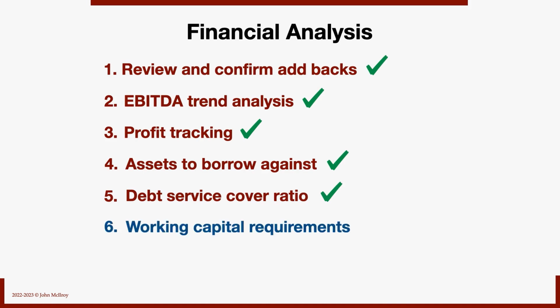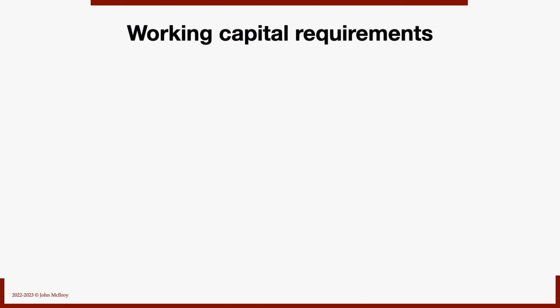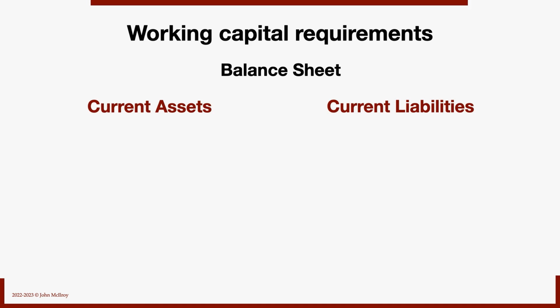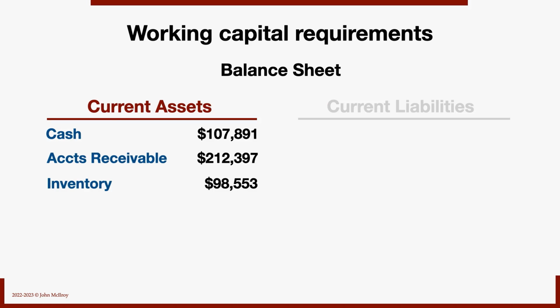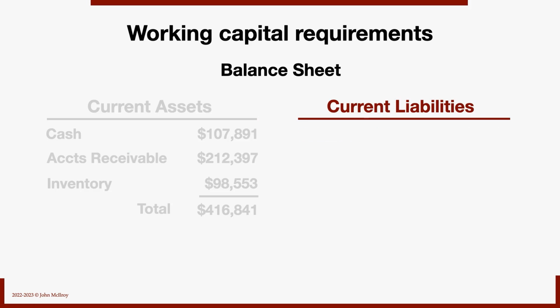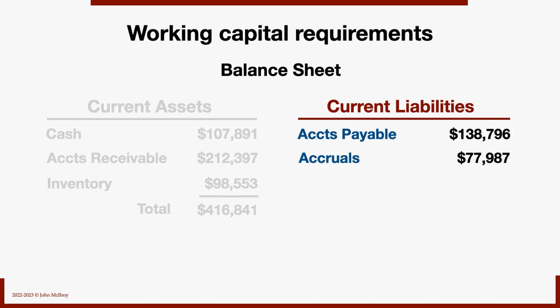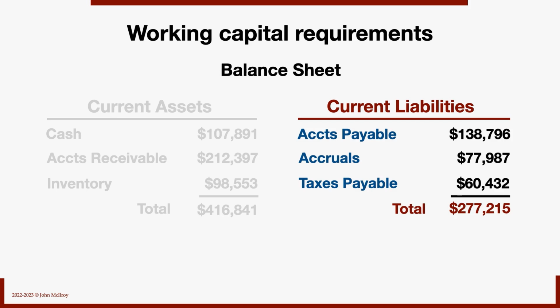Another item we're going to look at in financial analysis is working capital requirements. Let's start with the balance sheet here as well. This time we're looking at current assets and current liabilities. On the asset side, we have cash, of course, accounts receivable, inventory, total 416,841. If we look at the current liabilities, accounts payable 138,796. We have other accruals, together 77,987. Taxes payable 60,432. Total is 277,215.